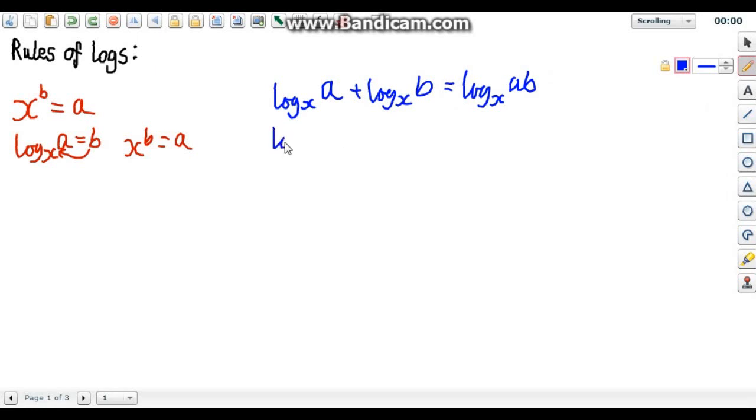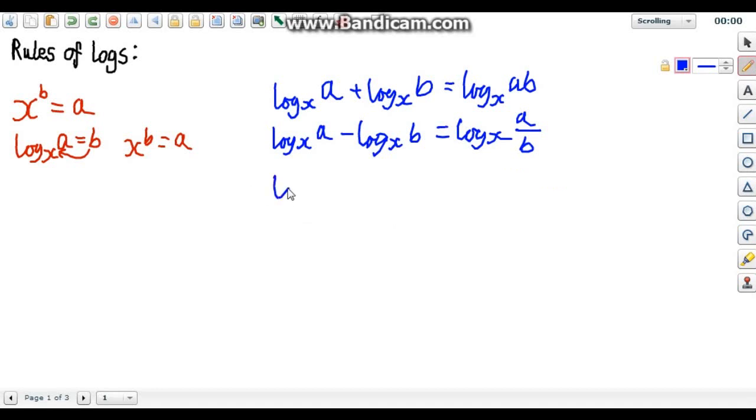Next one, very similar. If you have log to the base x of a, you take away log to the base x of b, this one will get you log to the base x of a over b. So again, that means if you're taking away two logs, you can put them into one log with a divide, and if you have a log of a fraction, you can split it up. So again, it's combining and splitting these logs.